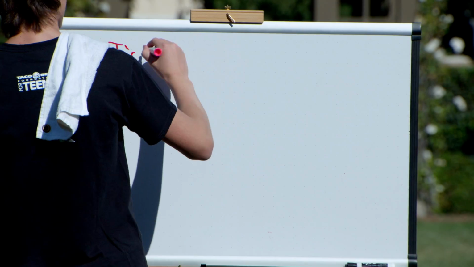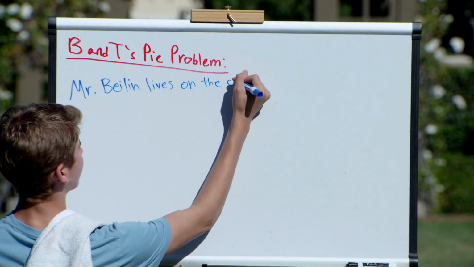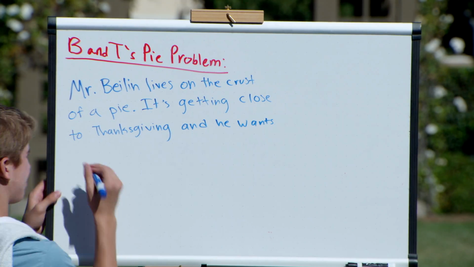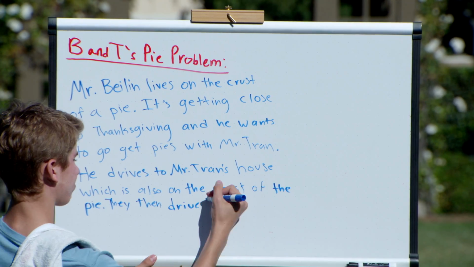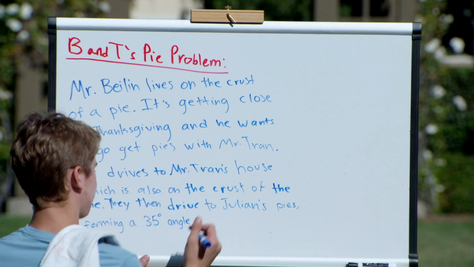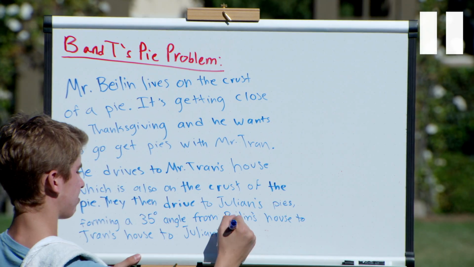Baylin and Tran's pie problem. Mr. Baylin lives on the crust of a pie. It's getting close to Thanksgiving and he wants to go get pies with Mr. Tran. He drives to Mr. Tran's house, which is also on the crust of the pie. They then drive to Julian's Pies, forming a 35-degree angle from Baylin's house to Tran's house to Julian's Pies.